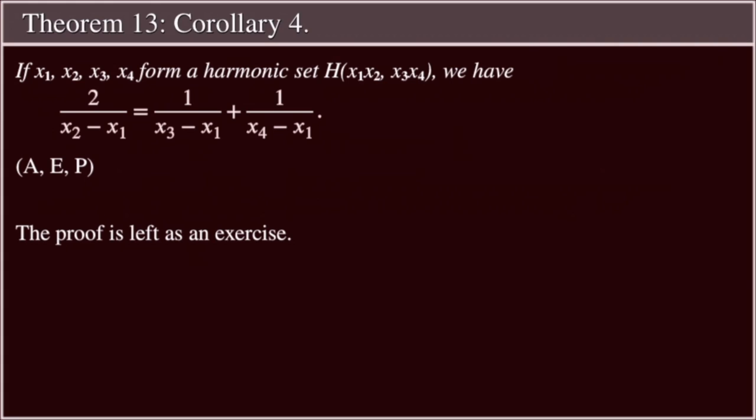Corollary 4. If x1, x2, x3, x4 form a harmonic set H(x1 x2, x3 x4), we have 2/(x2 - x1) = 1/(x3 - x1) + 1/(x4 - x1). Assumptions A, E, and P. The proof is left as an exercise.